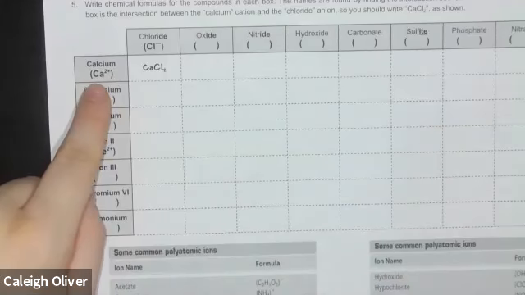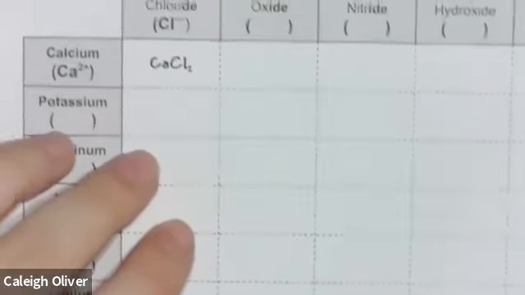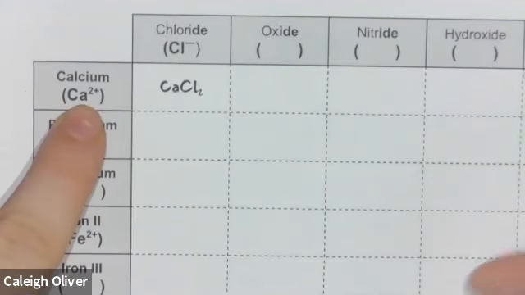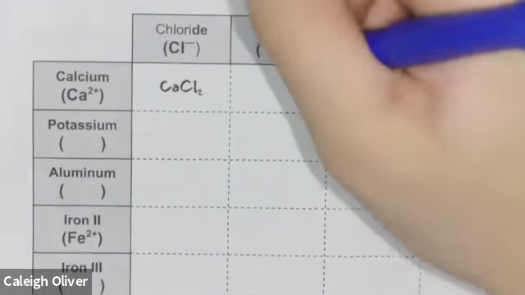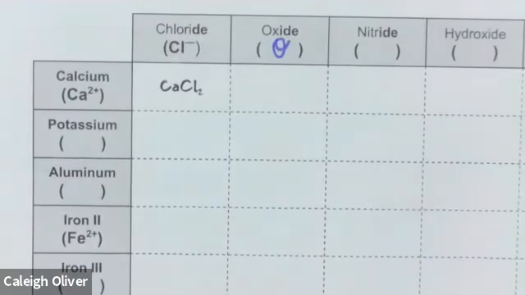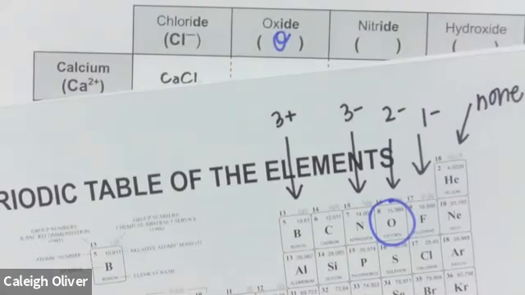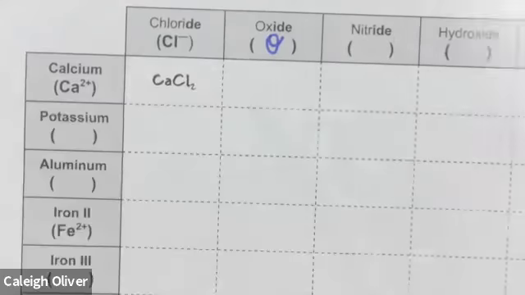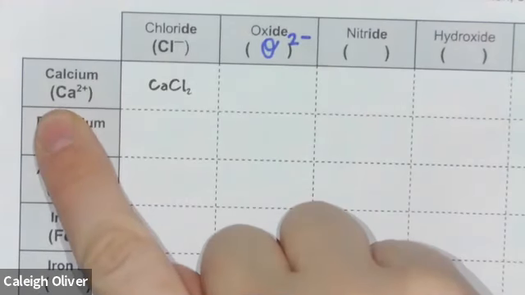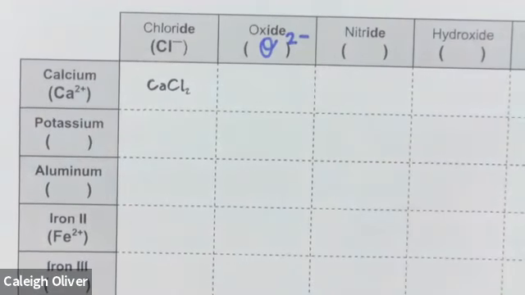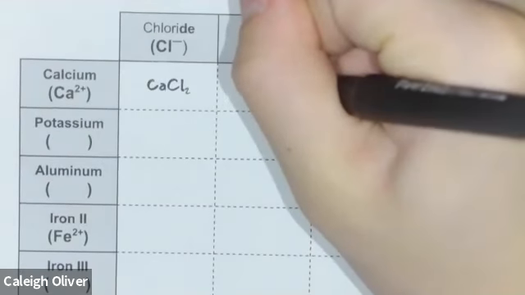Calcium with a 2+ charge, let me zoom in. Calcium 2+, oxide, I'd better look that up on the periodic table. So oxygen has a, let me look, 2- charge. So oxygen 2-. One calcium is required to match one oxygen. CaO.